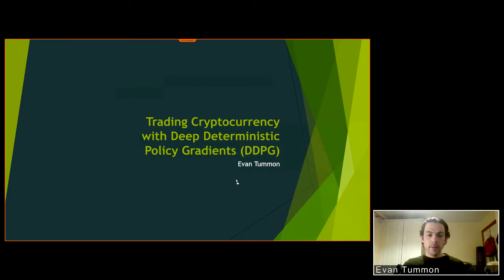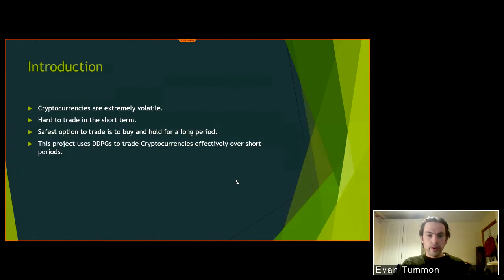on my scientific paper titled Trading Cryptocurrency with Deep Deterministic Policy Gradients, DDPG for short. So just a quick introduction about this paper. The problem that we're trying to solve is that cryptocurrencies are extremely volatile, which makes them very hard to trade in the short term. And the safest option to trade cryptocurrencies is to buy and hold for a long period of time in hopes that the price will increase. And this paper introduces the idea of using DDPGs to trade cryptocurrencies effectively over short periods.